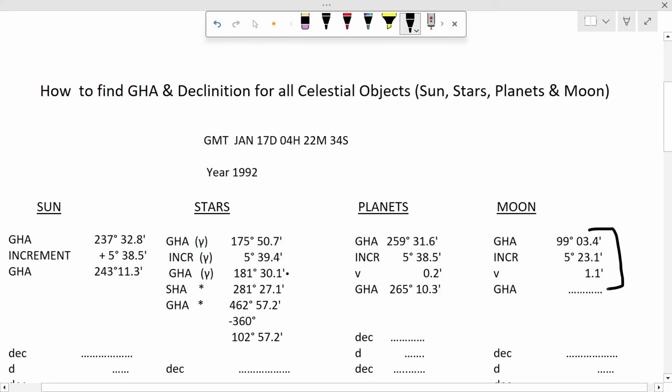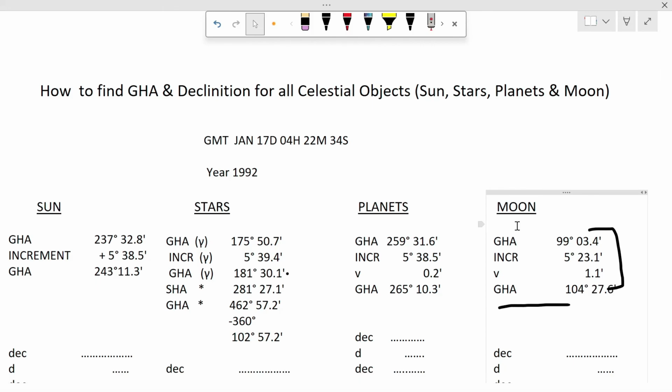Now add all these three values, and you will get the final GHA for the Moon. After adding, we got 104 degrees 27.6 minutes. So this is the GHA for the Moon. For declination, we will do it in the next part because the video will be lengthy.